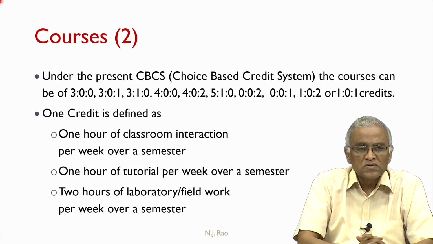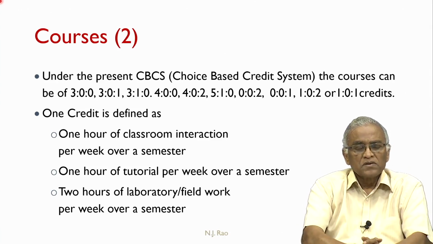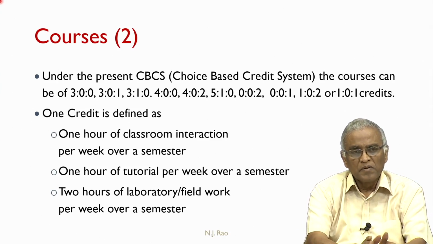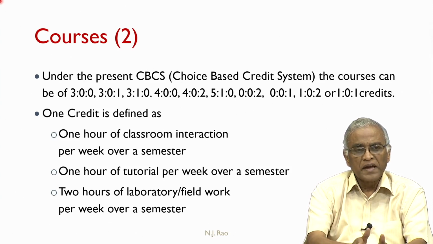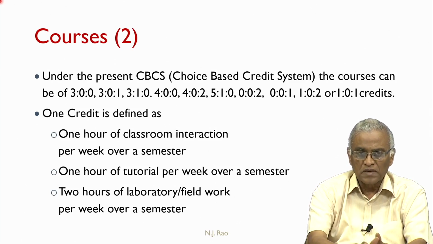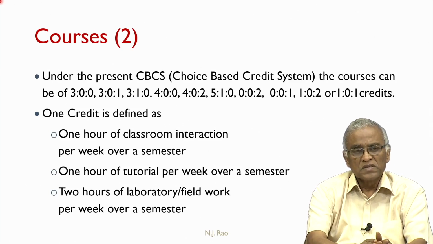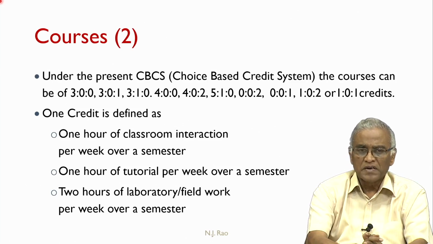So, what does 3:0:0 mean? 3 times 16 maximum, or minimum 3 times 14, that is 42 to 48 classroom sessions and no more. And 3:1:0 would mean that I will have 42 to 48 classroom sessions and 14 to 16 sessions of tutorial. That is what it means.